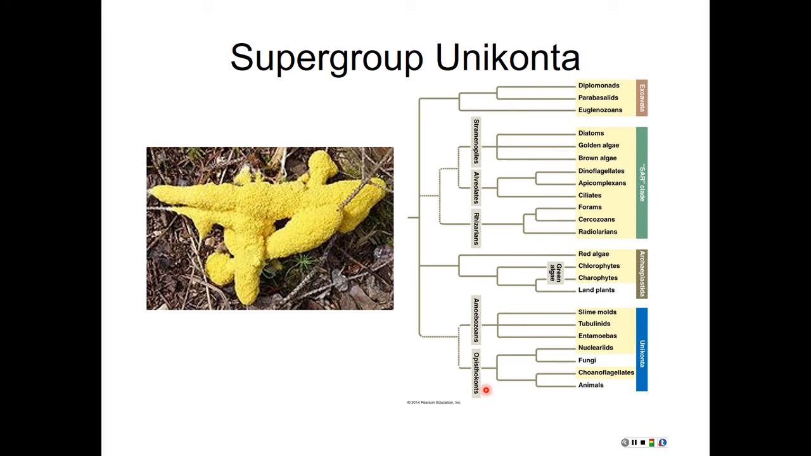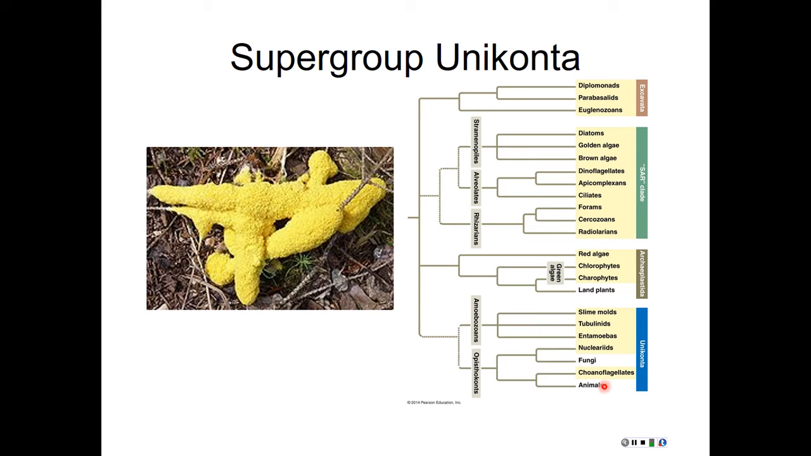So the opisthokonts, I'm going to write that down. Well, no, I'm not going to. It's right here. It's written on the slide. So the opisthokonts include animals and fungi, and then two groups of protists that are considered the closest relatives of animals and fungi. The choanoflagellates are the close relatives of animals, and the nucleariids are the close relatives of fungi.